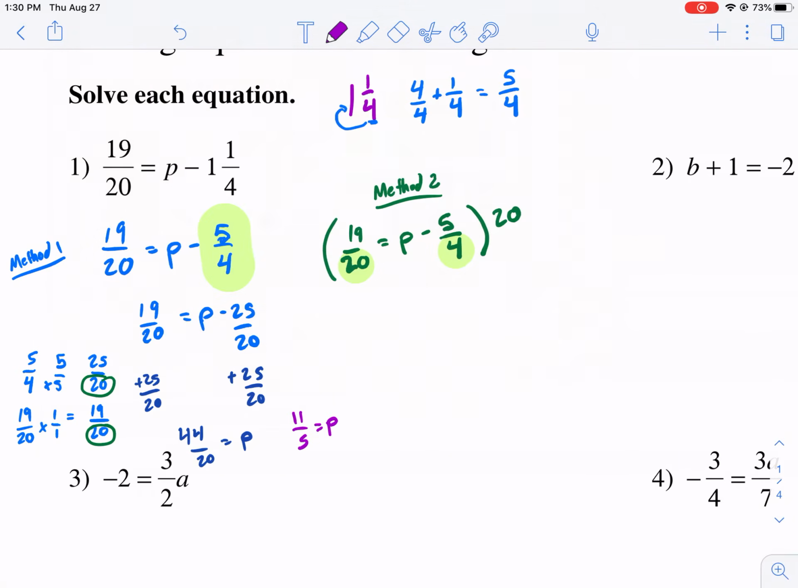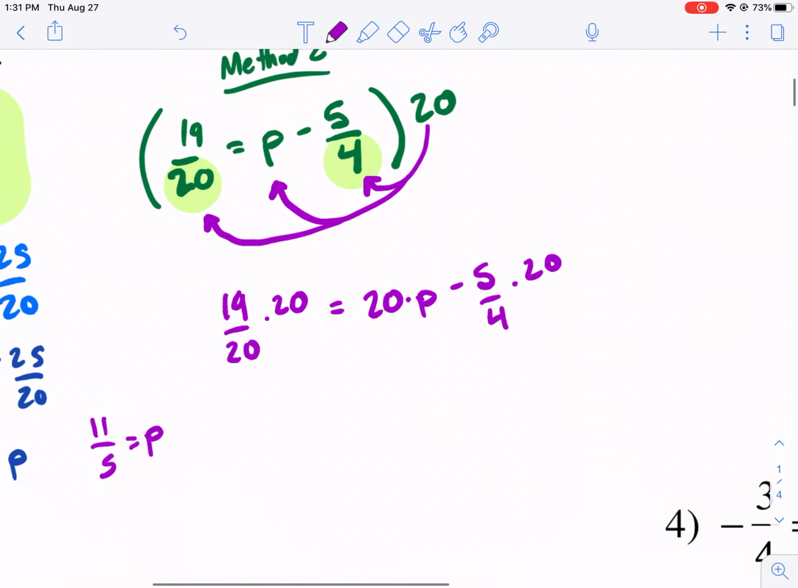Now, what happens when you do that? Well, you need to keep in mind, you're going to multiply the 20 times every term inside the parentheses, which is on both sides. Every term on both sides of the equal sign. So then we're going to have 19/20 times 20 equals 20 times P minus 5/4 times 20. You may be thinking, what the heck? This makes it way harder. It doesn't. Why? Well, the whole reason why we chose 20 is because it cancels out with that fraction.